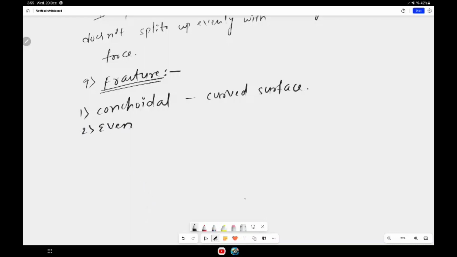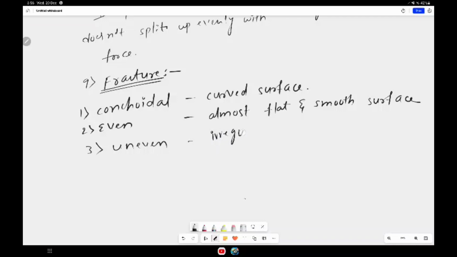Second one, even fracture, means the mineral breaks with an almost flat and smooth surface. Third one, uneven: the mineral breaks with an irregular and rough surface.